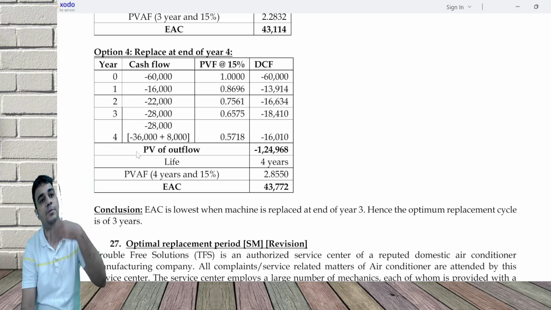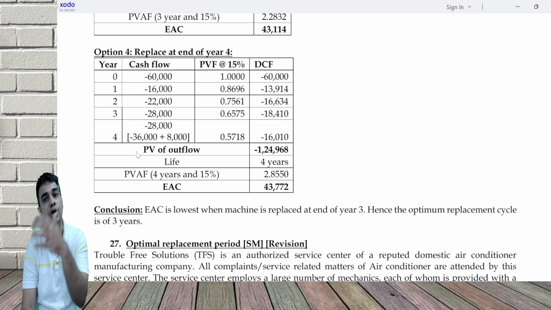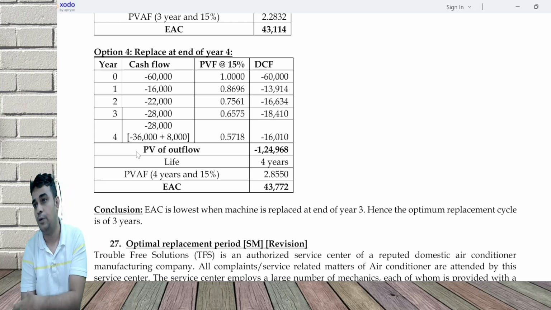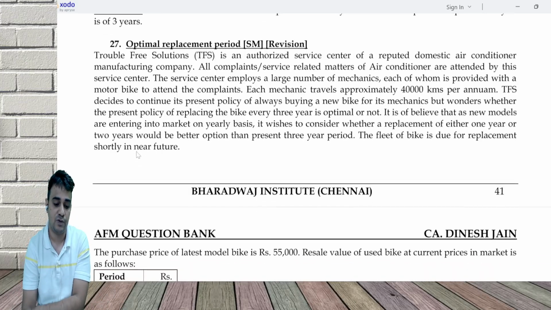Timing of replacement means they'll have to give old machine data and new machine data. Old machine, what is the salvage value? New machine, what is the purchase price? Like the last question, today 80,000, tomorrow 70,000. Old machine will give you 40,000. Next year it will give you 40,000. All that is not there. Next one, which category is it?